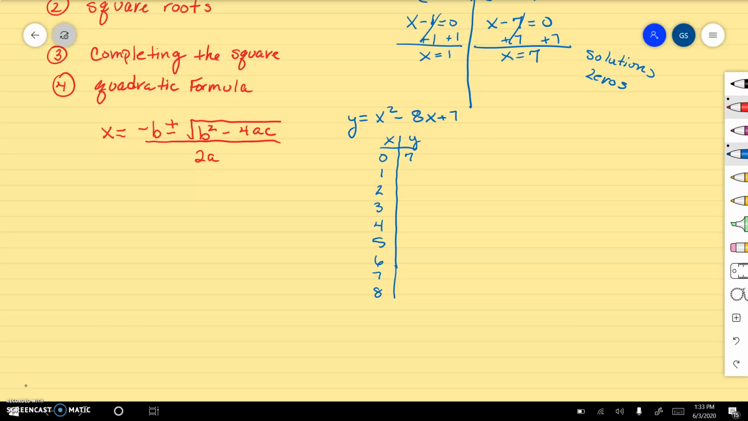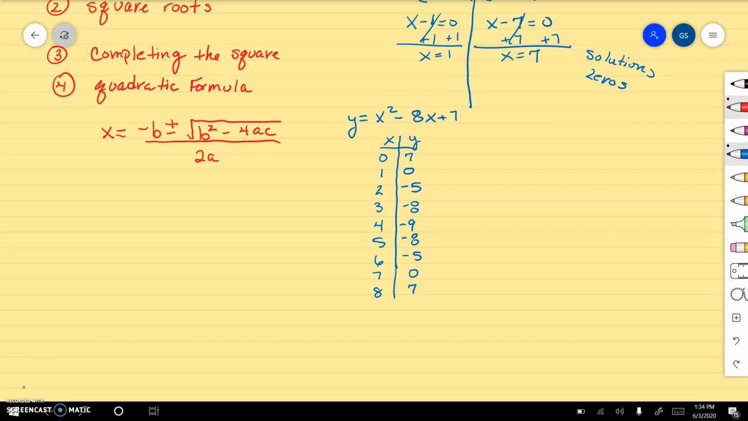1 gives you 0, 2 gives you negative 5, 3 gives you an output of negative 8, input 4 gives you output negative 9, input 5 gives you output of negative 8, 6 gives you an output of negative 5, 7 gives you an output of 0, and 8 gives you an output of 7.